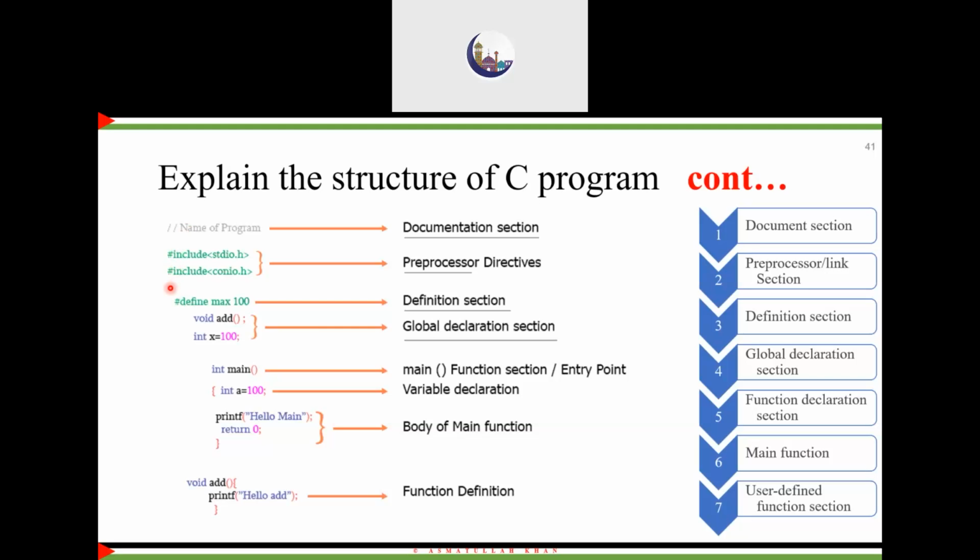Second section is the preprocessor directive section, which usually contains the header files. This stdio.h is the standard input-output header file.